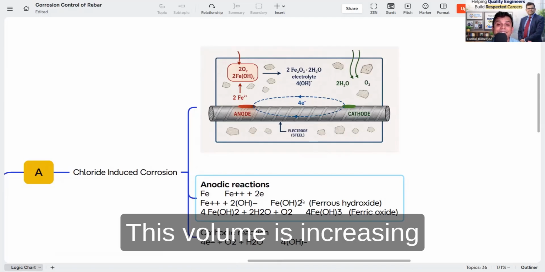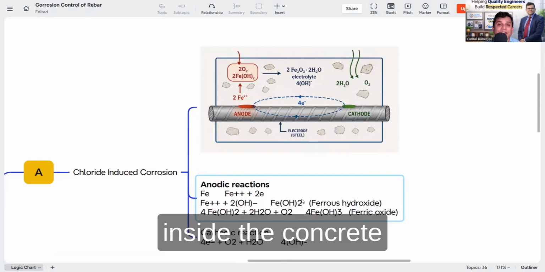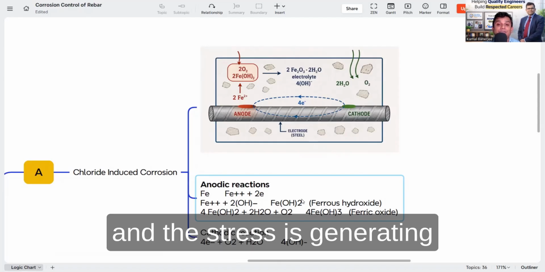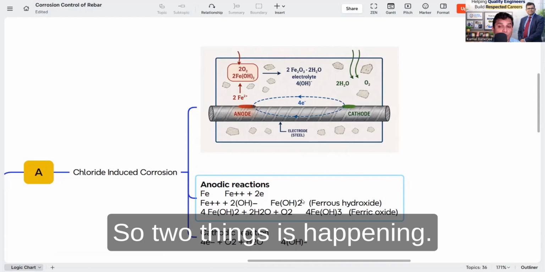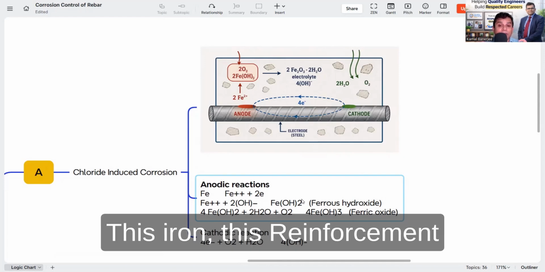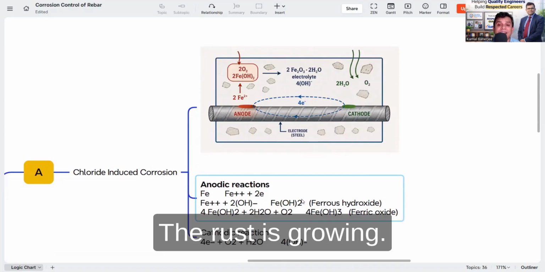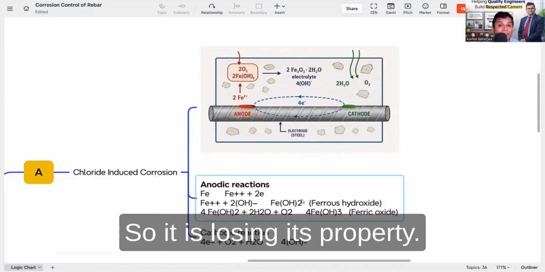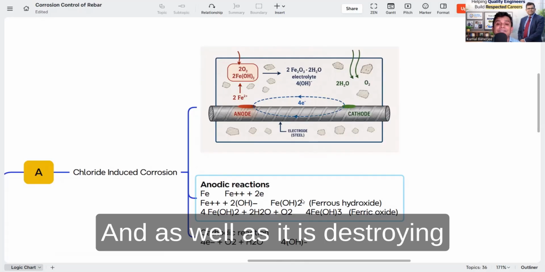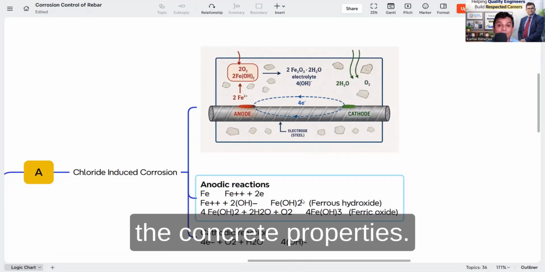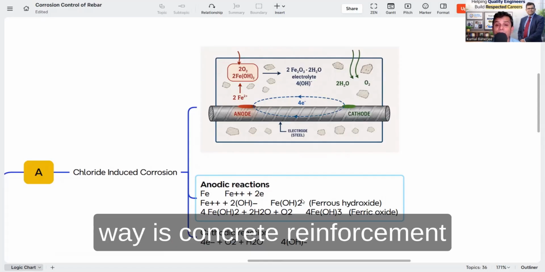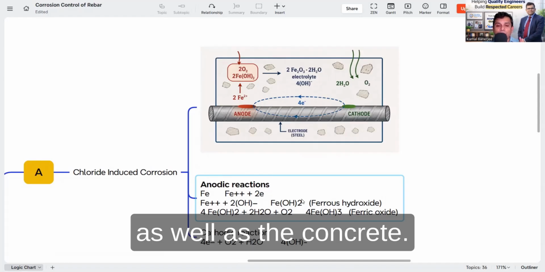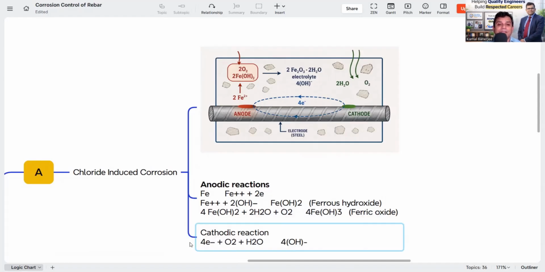This volume is increasing inside the concrete, and the stress is generating, so the cracking and spalling of the concrete is happening. So two things are happening: this iron, this reinforcement steel, becomes corroded, this rust is growing, so it is losing its properties, and it is also destroying the concrete properties. So it is harmful in both ways, to the concrete reinforcement as well as the concrete. So we have to protect that.